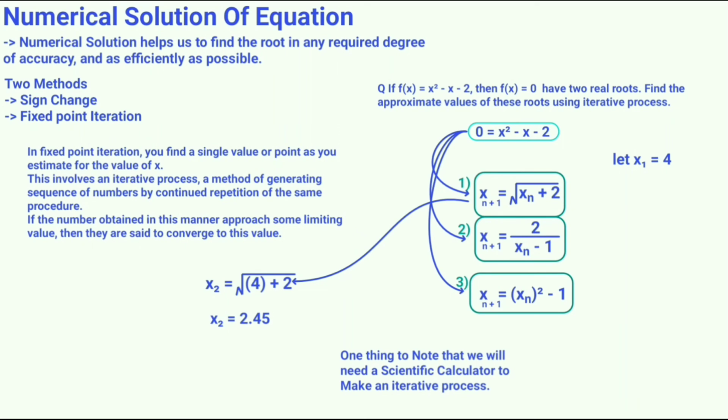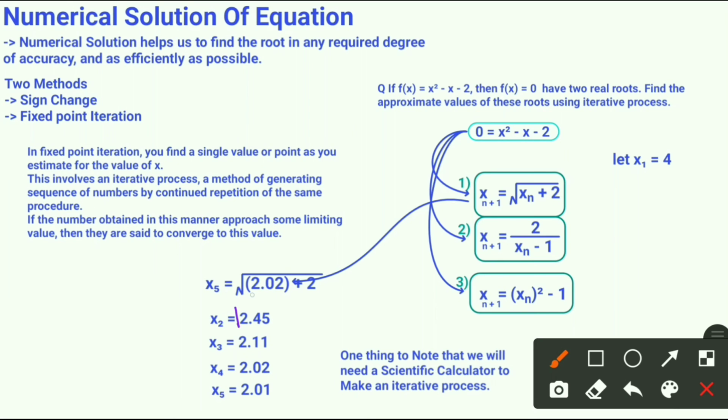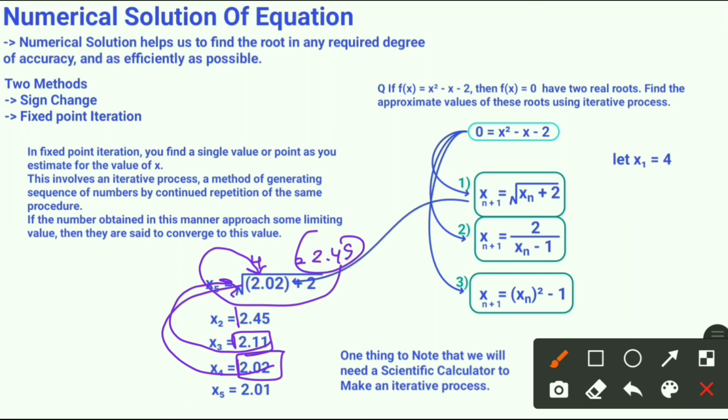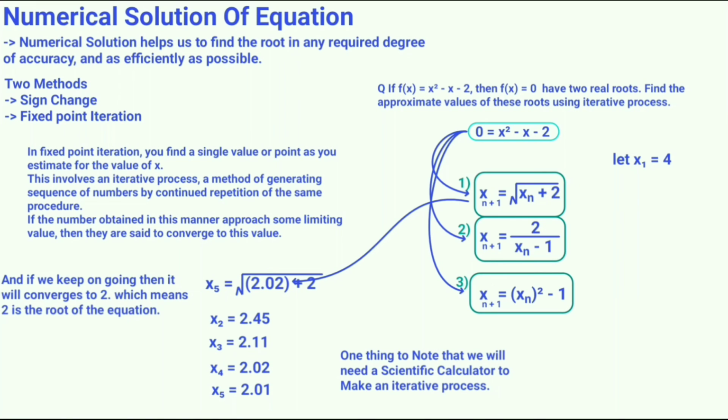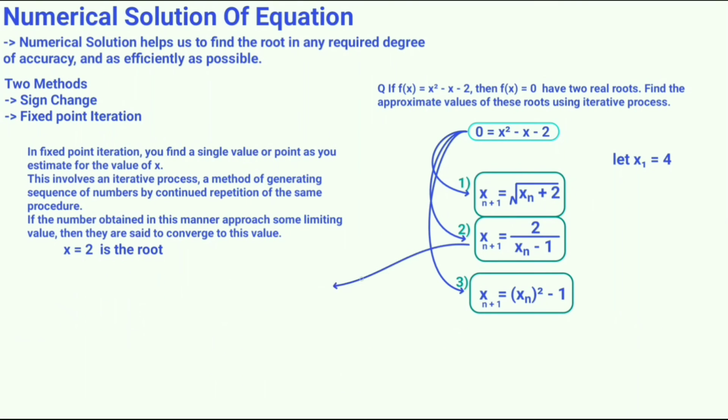One thing to know is that we will need a scientific calculator to make an iterative process. What's happening here? First you put 4. After putting 4, you get 2.45. Then you again put the same thing, and then you get 2.11. Then you put again, and you get 2.02. Then you put again, and then you get 2.01. Now you see this, it's getting closer and closer to the value of 2, which means 2 is the approximate root of the equation. And if we keep on going, then it will converge to 2, which means 2 is the root of the equation.